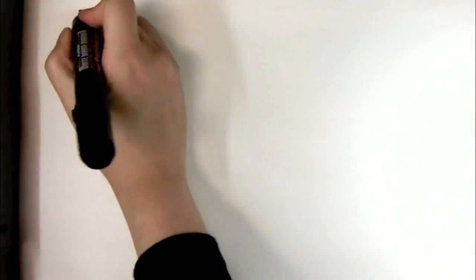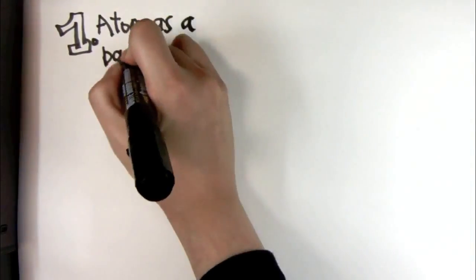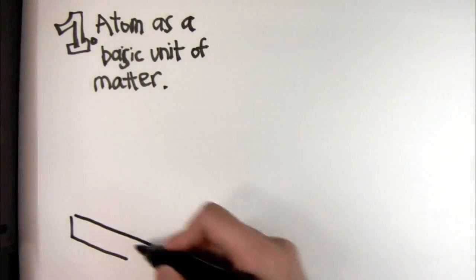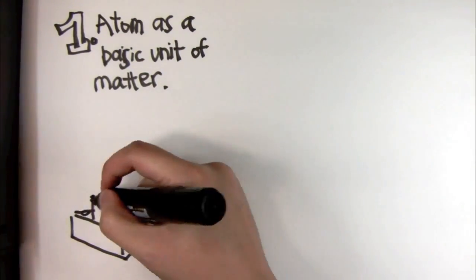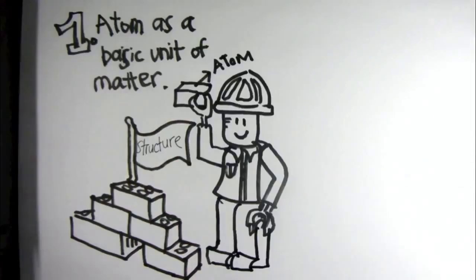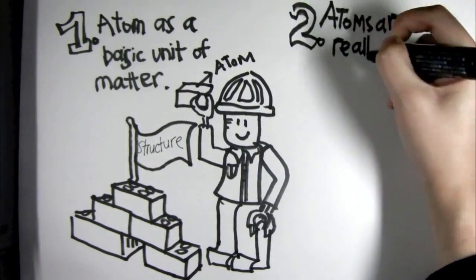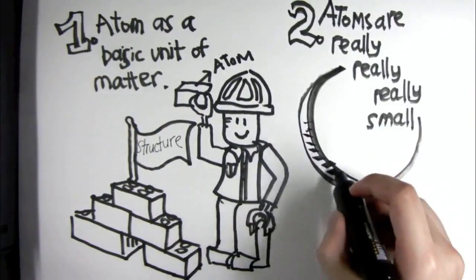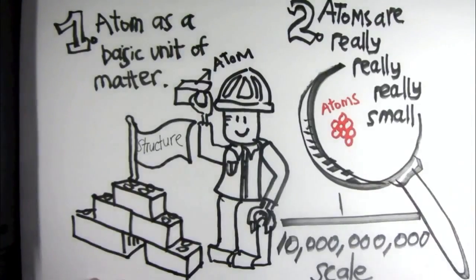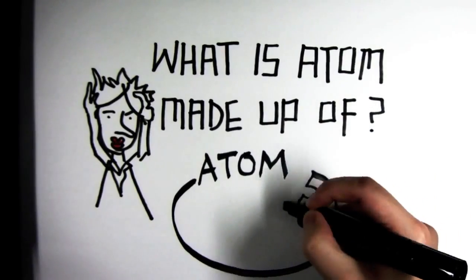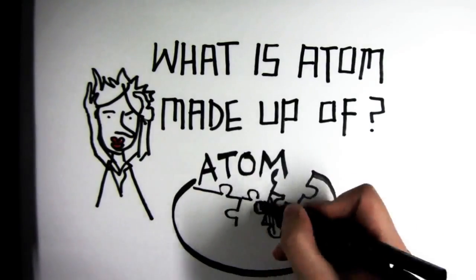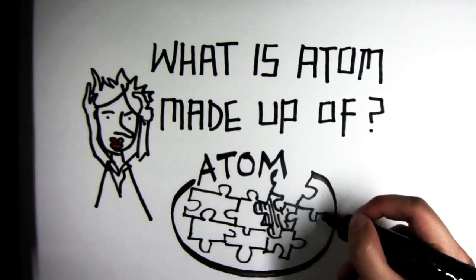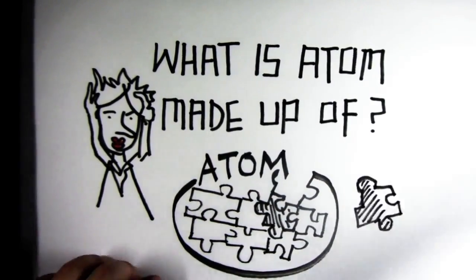What have we learned so far? 1. Atom is a basic unit of matter, just like how a Lego structure is made out of many small Lego pieces. 2. Atoms are extremely small. Now that we have learned this, let's just stop and think about it. What are these tiny particles called atoms really made up of?